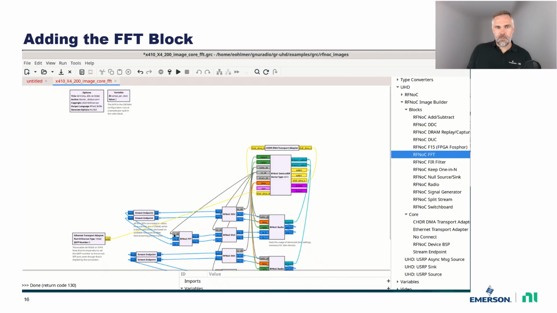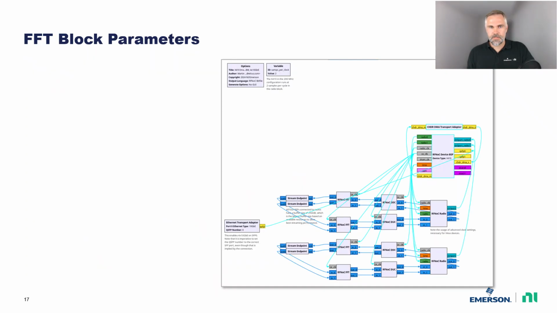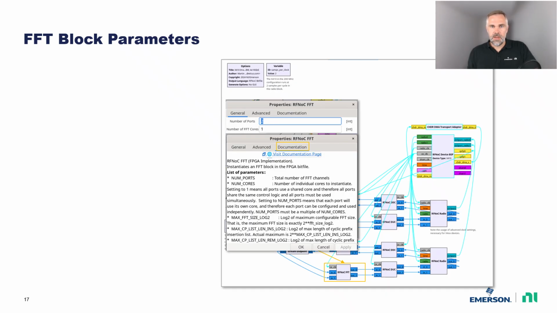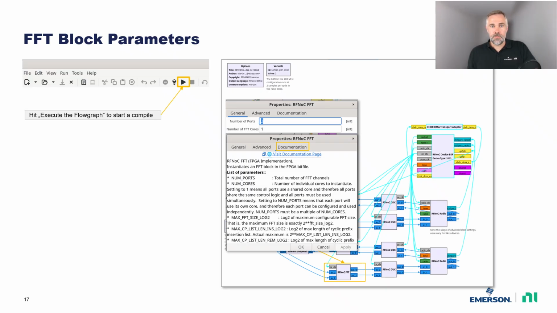And finally, we repeat this procedure for the other IFFT and FFT blocks. The final design should look like this. The FFT block is highly compile time configurable, and you can find the meaning of the different parameters under the Documentation tab. Now, the only thing left is hitting the compile button and start using the FPGA image.